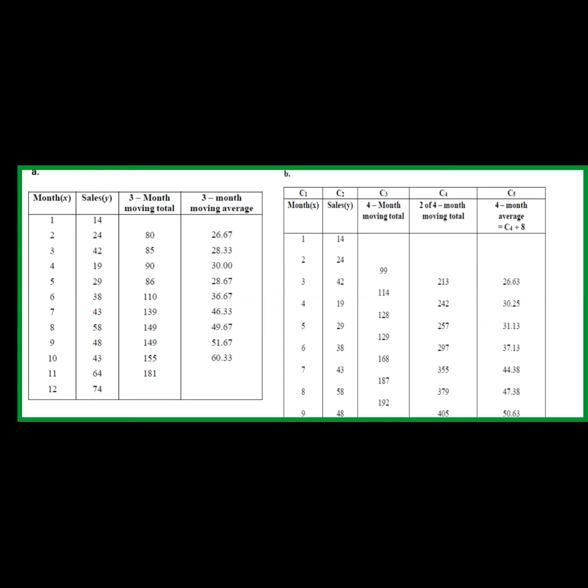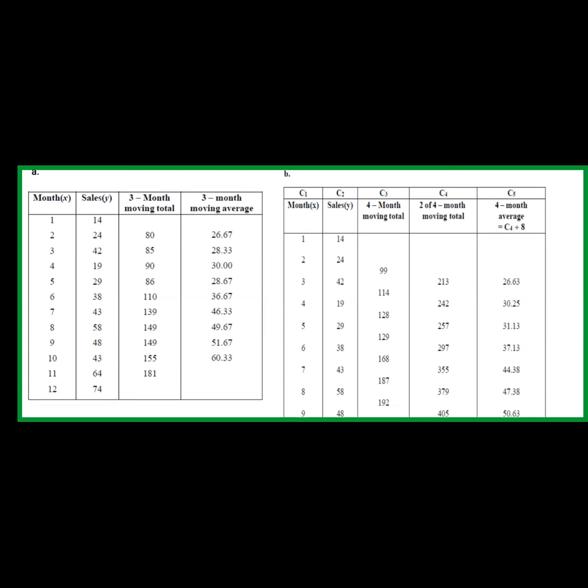So you say 99 plus 114. 99 plus 114 will give you what? 213. Exactly. You will now put that 213 in the middle of 99 and 114. Did you see why they put it there now? Yes. Exactly. So you can see that 213, you can trace it to month of what? 3. You can trace it to the third month.